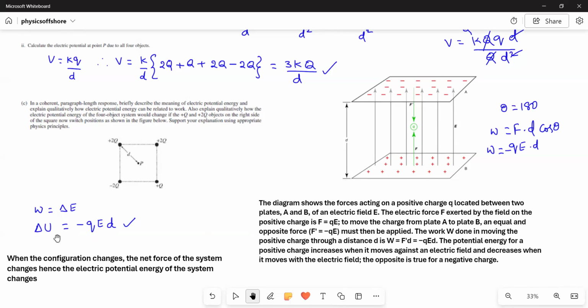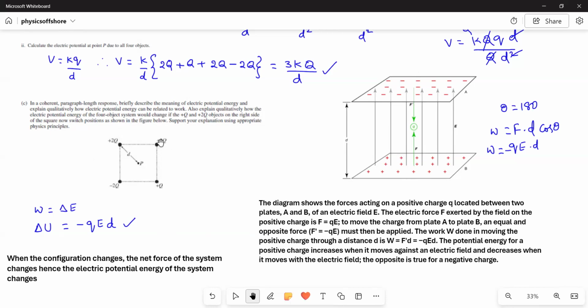Therefore, according to the work energy theorem, the work done on the positive test charge is equal to the change in potential energy, that is negative because it is moving in the opposite direction. Suppose you take a negative charge, and it will be pulled downwards, and if you try to push it in the upward direction, you will get the same result. Just for the sake of convenience, I am taking the test charge as positive. Okay, that's it.